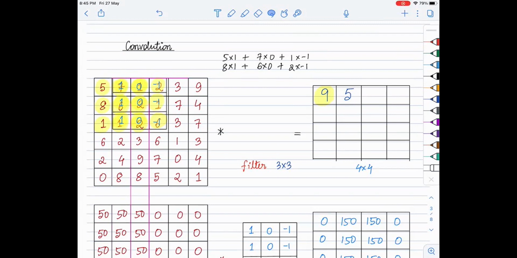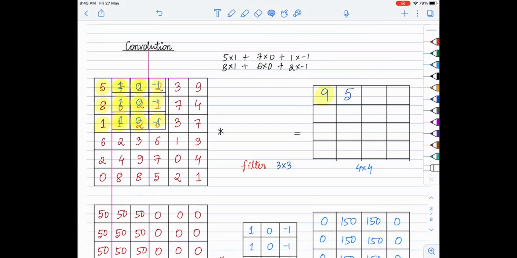How to select the filter? That's a very, very good question, but we'll try to answer that question later. It's a very important question, and we'll come to it. But for now, just understand what it does.